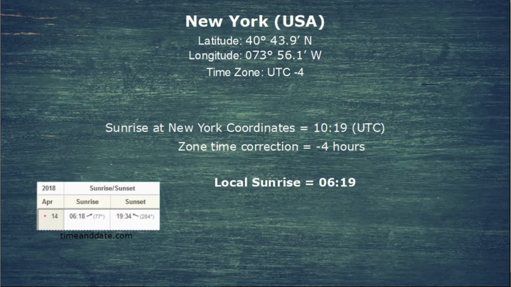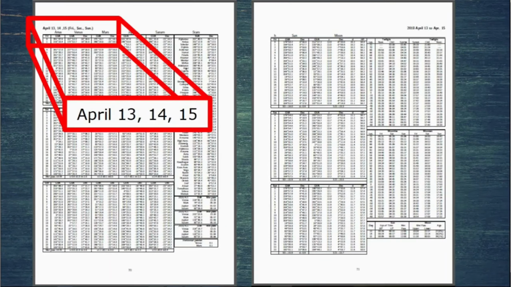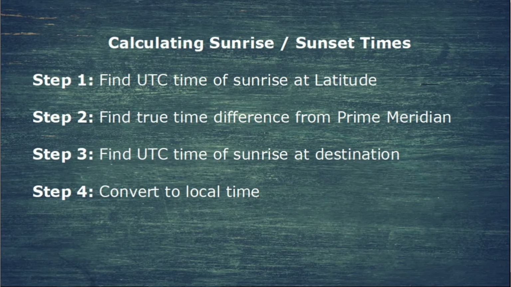Now I can compare this myself to timeanddate.com, which gives us the sunrise time on the 14th of April at 6:18 in the morning, and that difference in 1 minute is actually pretty insignificant and is explained by the fact that these daily pages cover April 13th, 14th and 15th. There's been a bit of rounding here in the almanac itself, so we know that our time of sunrise is actually correct. And that brings us to the end of this video. You can just follow all 4 steps, take a note of these, and you'll be able to use the almanac to calculate sunrise and sunset wherever you are in the world.